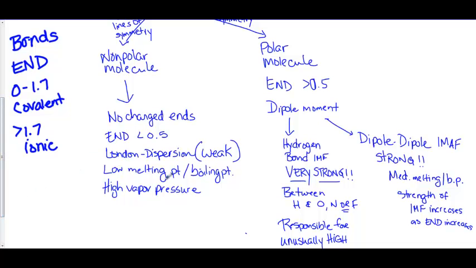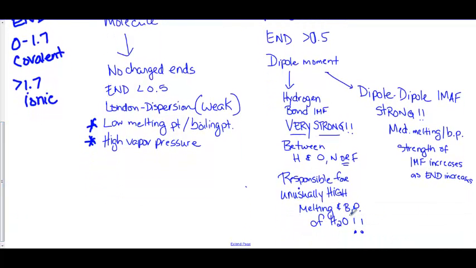Nonpolar molecules will have low melting points, low boiling points, high vapor pressure. These are all properties that you need to know. And also, under polar molecules, they are responsible for the unusually high melting point and boiling point of water. Okay, so these hydrogen bonds between the hydrogen and the oxygen, because the attractive forces are so strong, it requires a lot of heat to melt something, or a lot of heat to boil something as well. Okay, and that's why water is a very unique substance.